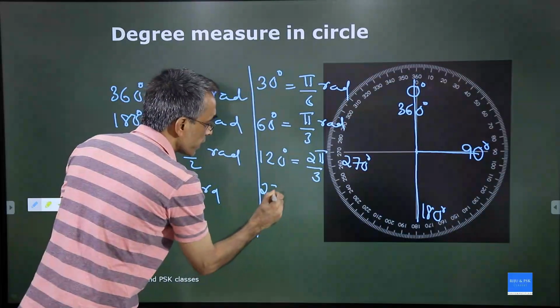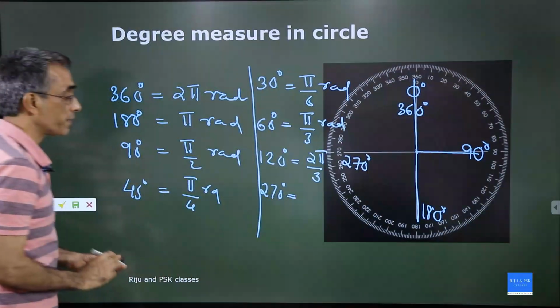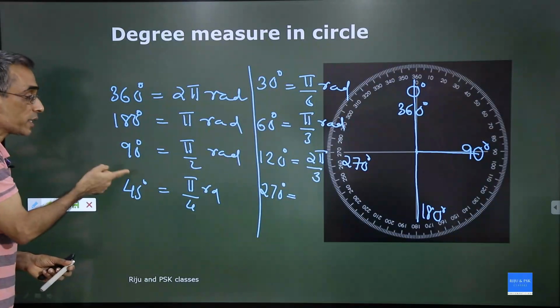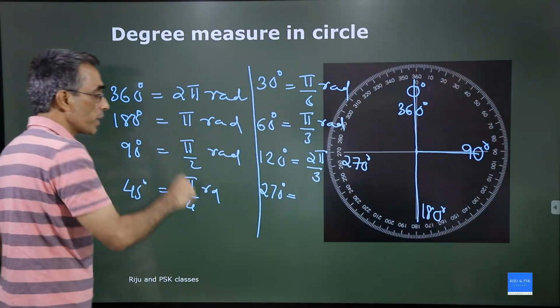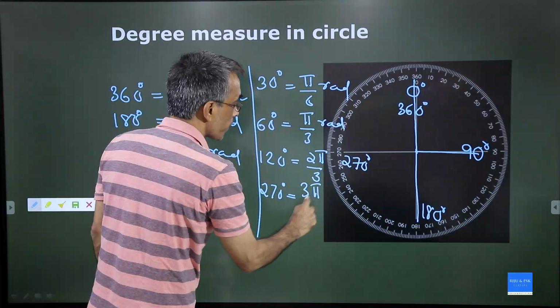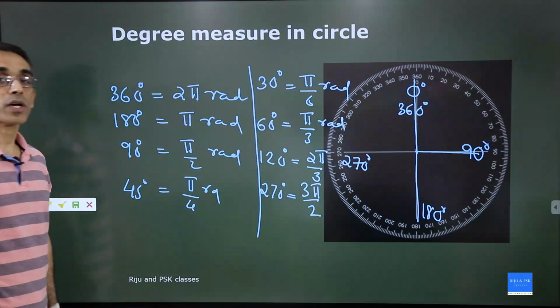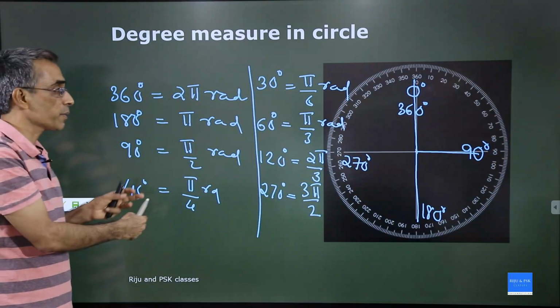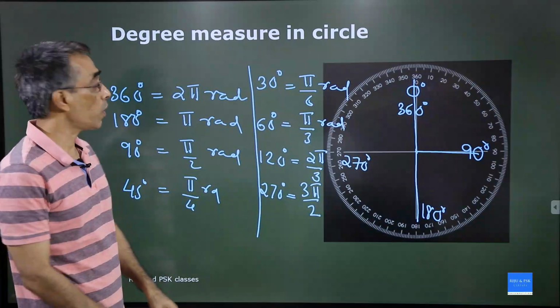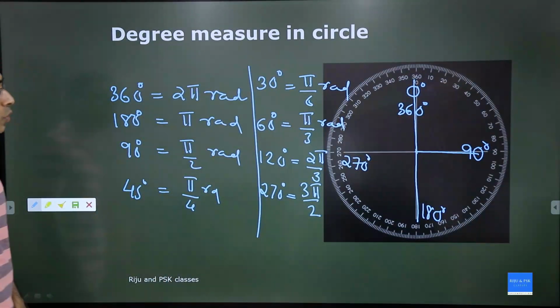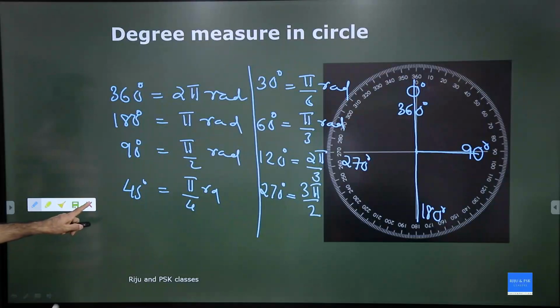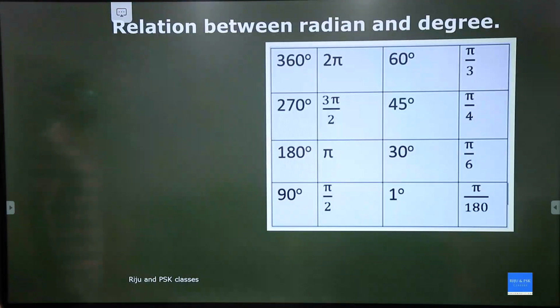What is 270 degree? I want 270 degree. 270 is 3 times 90. 3 90s are 270. So multiply this by 3. You get 3 pi by 2. So this is how you convert the popular degree measures into radian. All starts like 360 degree equal to 2 pi radian. And this is shown in the next slide here.